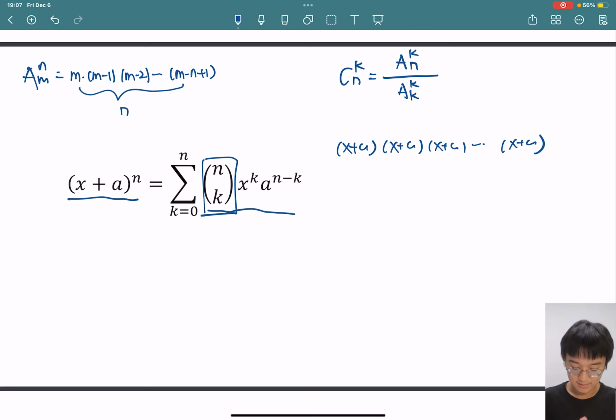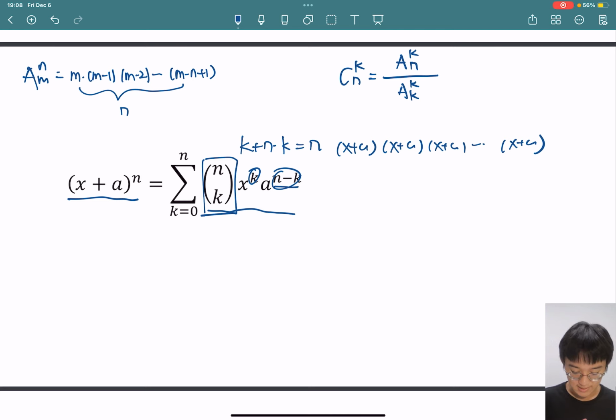We have n boxes here, and you can obviously find that the power of x, k, and the power of a, n minus k, add up to n. So what does this mean? This means we have n boxes, and we must choose k of them to be x. For the other boxes we need to choose a. So this is n minus k.